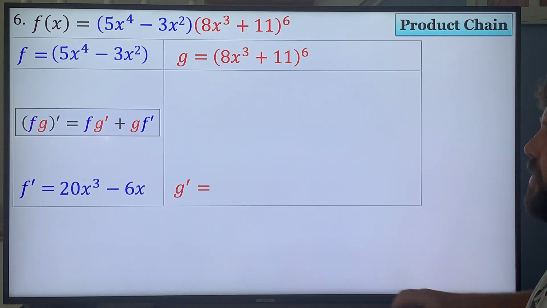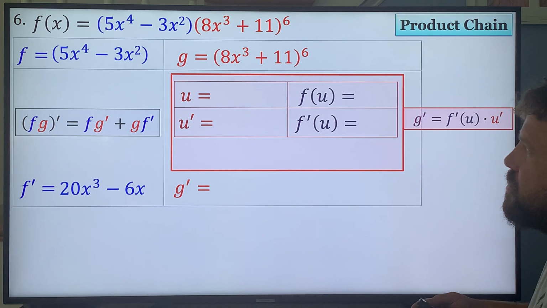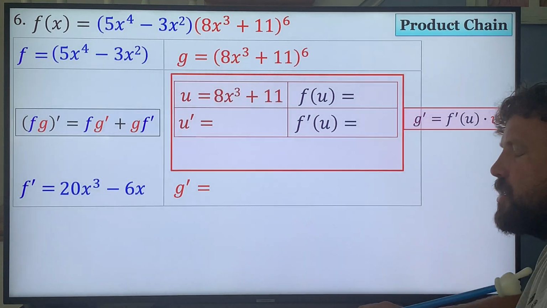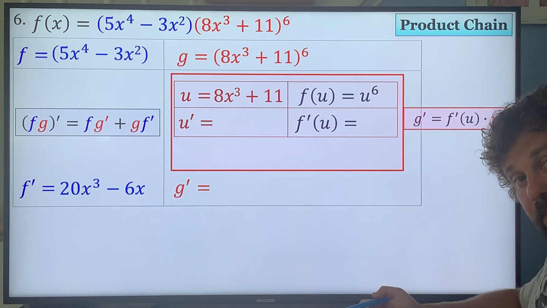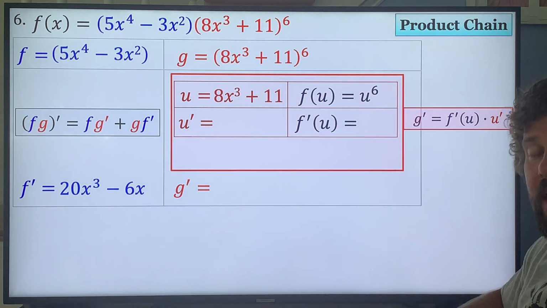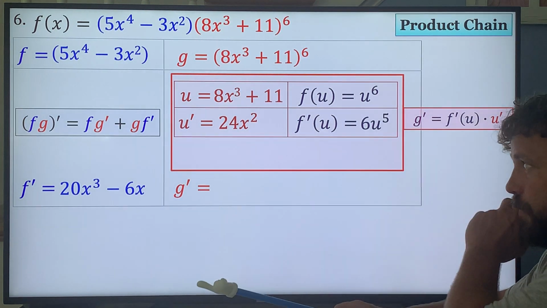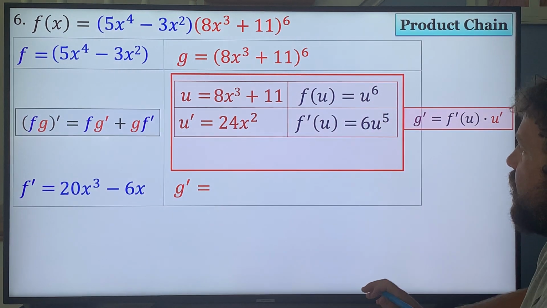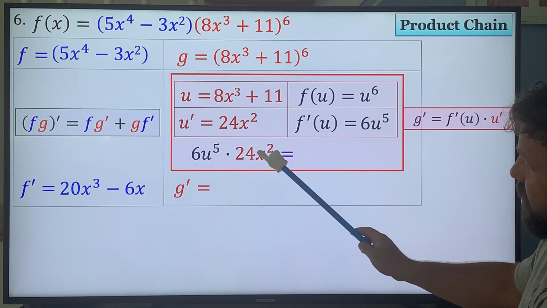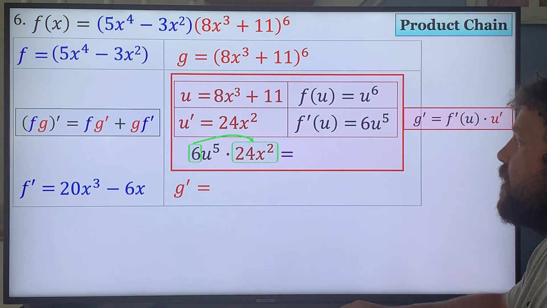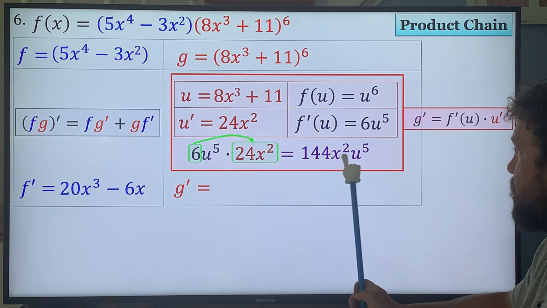In order to derive g, what do we have to do? Chain. All right? So, our u is our inside, 8x cubed plus 11. Our f of u is the outside where you're raising it to the sixth power. 8 times 3x squared, 6u to the fifth. U prime times f prime u, 24x squared times 6u to the fifth. Multiply 24x squared times 6, all right? 144u to the fifth, x squared.